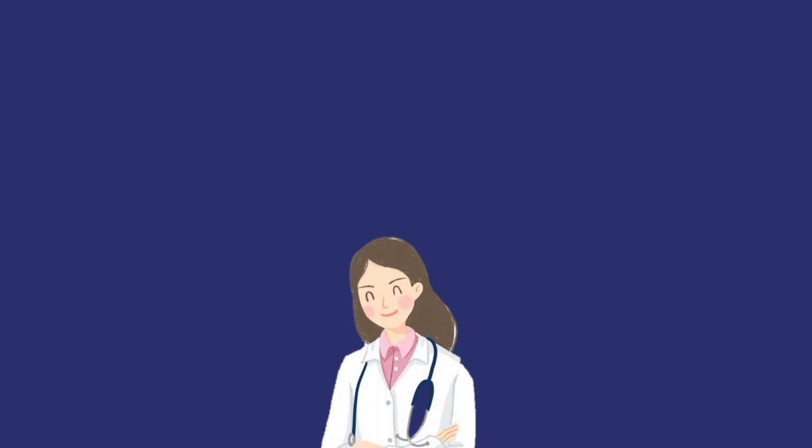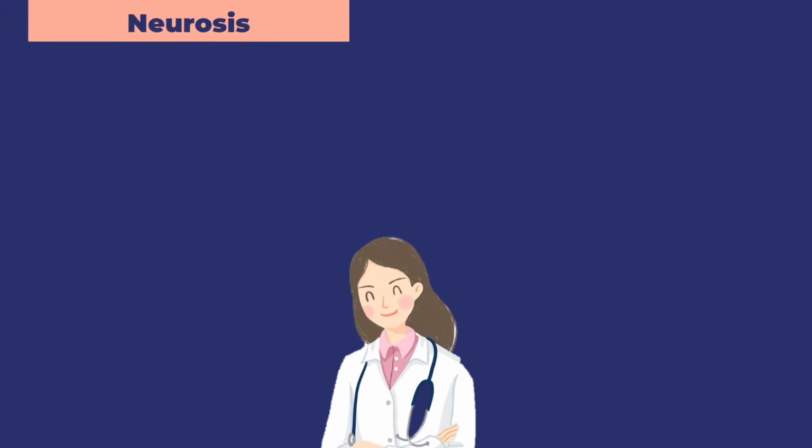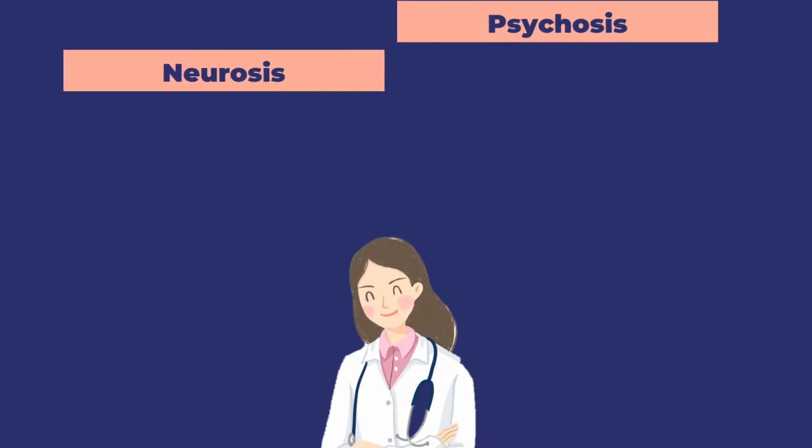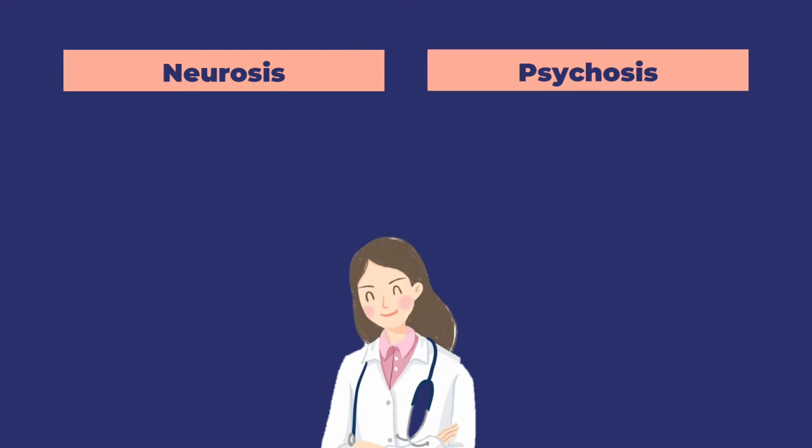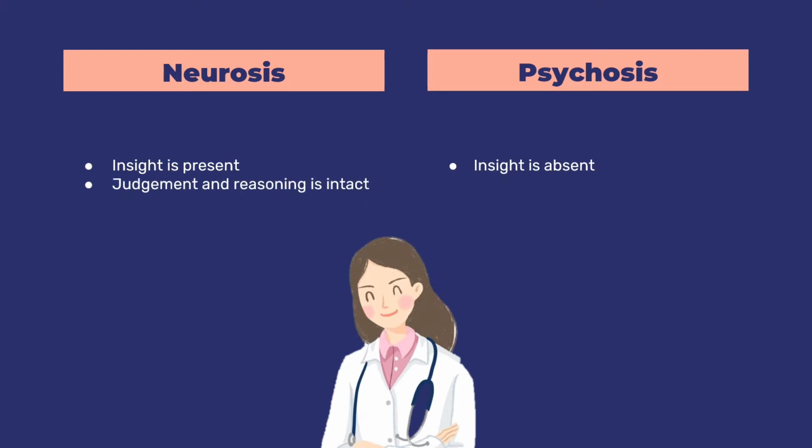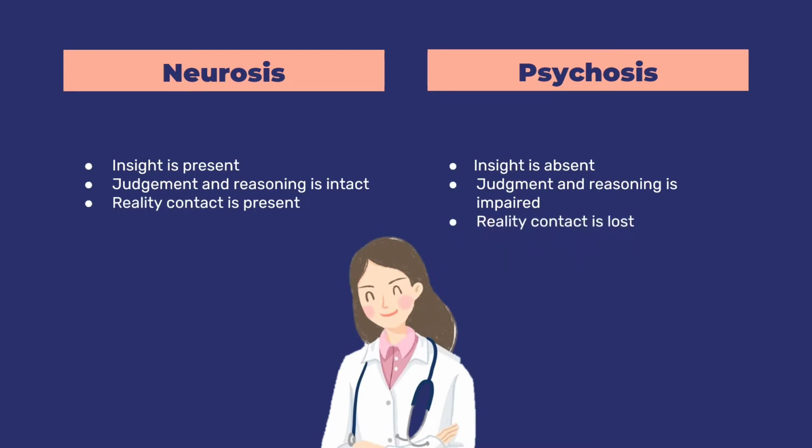So now we will compare neurosis and psychosis side by side. For neurosis, the insight is present, but for psychosis, the insight is absent. In neurosis, judgment and reasoning is intact, but for psychosis, judgment and reasoning is impaired. For neurosis, reality contact is present, but in psychosis, reality contact is lost.